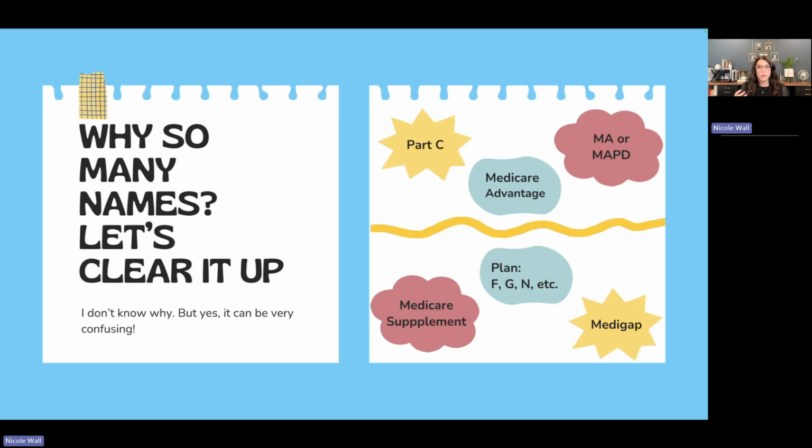Medigap fills in the gaps of original Medicare. You can think of it that way. And the same thing with the supplement: it's supplementing what original Medicare may not cover completely. There are different plan letters that fall under that Medicare supplement umbrella. Some people may call it Part F or Part G when it's really a plan. So just to clear up the confusion, it could be a Plan F, G, or N under that Medicare supplement or Medigap umbrella.